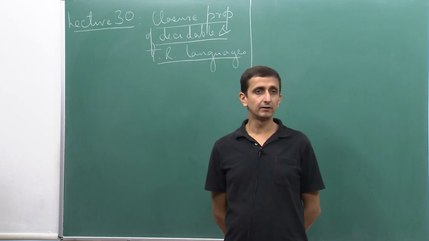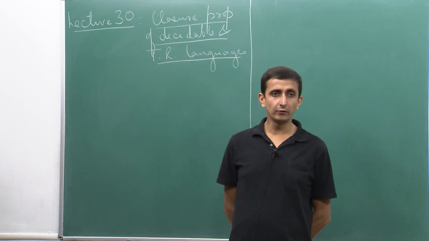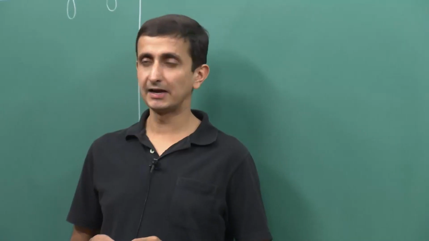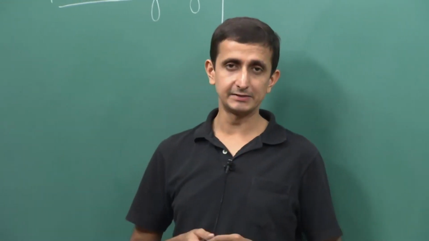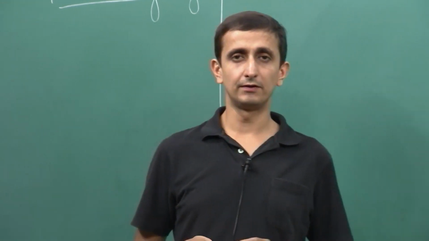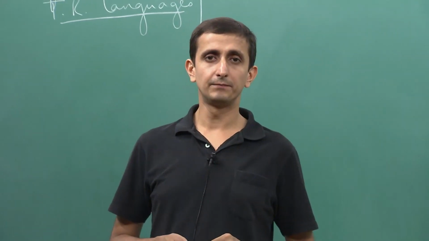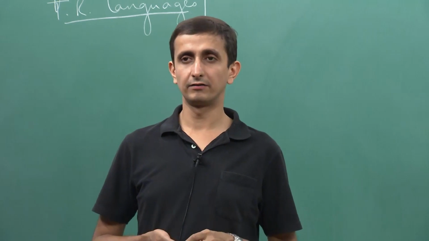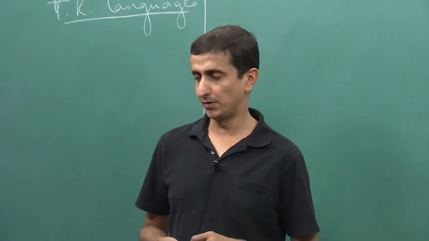Welcome to lecture 30 of this course. Today we are going to study closure properties of decidable languages and Turing recognizable languages under some of the standard operations such as union, concatenation, star, intersection and complement.